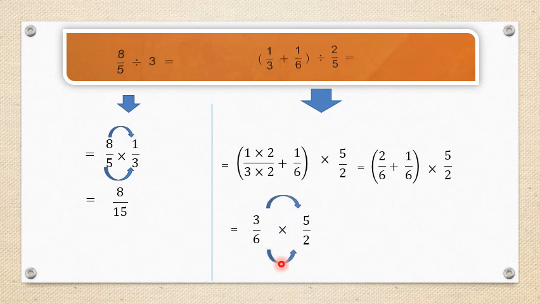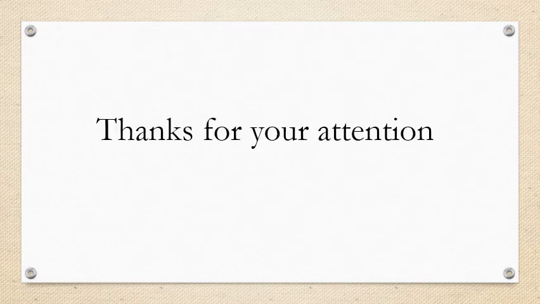We multiply the numerators by each other and denominators by each other. So it's 3 times 5, 15 over 12. But look, here 15 and 12 are both multiples of 3. So to get an irreducible fraction, I have to divide them by 3. 15 divided by 3 is 5 and 12 divided by 3 is 4. 5 over 4 is an irreducible fraction.